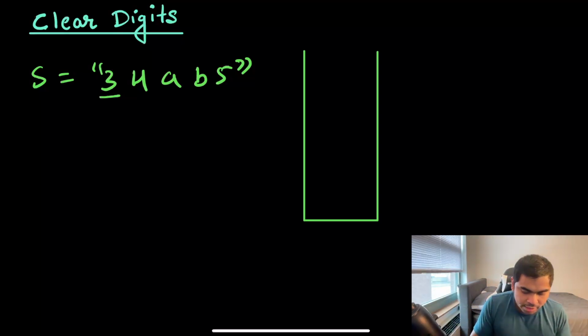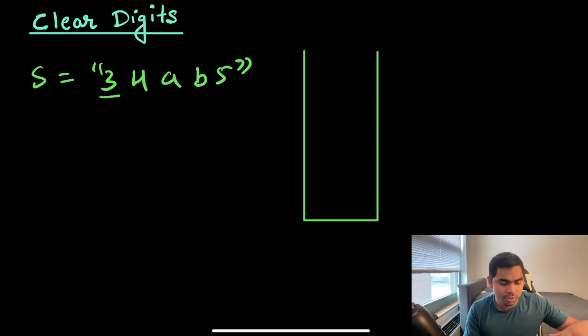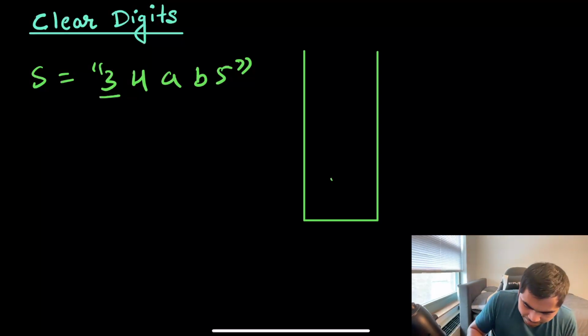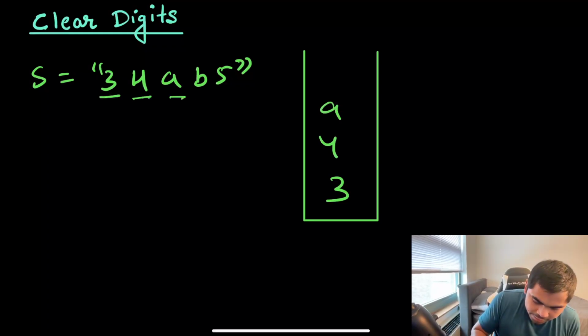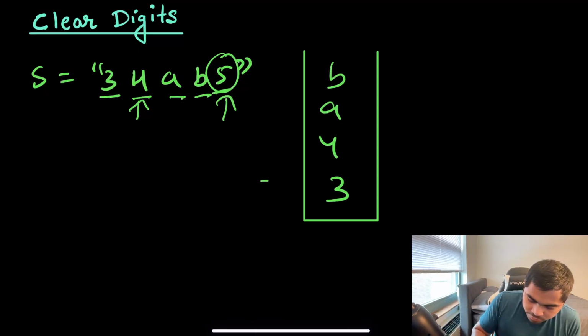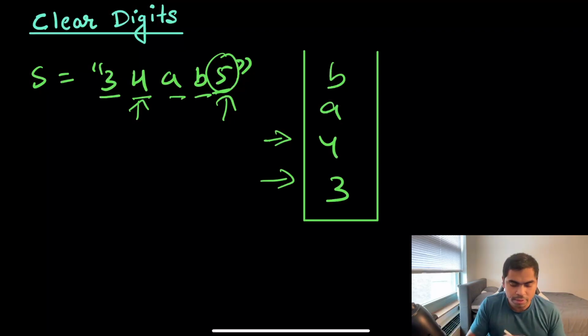I cannot delete this if I don't have a character before it. So what I'll do is I will append it, then 4 I will append it, then A I will append it, B I will append it, then I see 5. So 5 means I'm seeing a digit, but the top of my stack was also a digit, so I couldn't pop that out. So I'll only pop them out if that's a character.